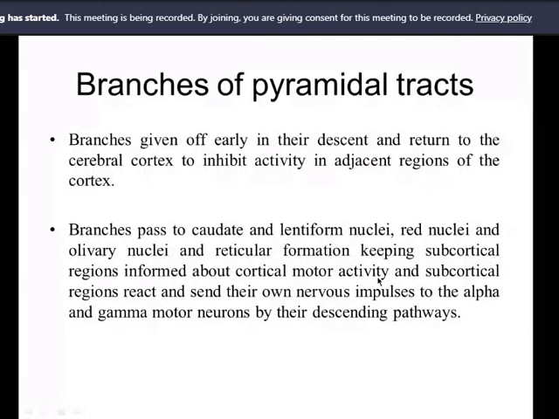From there the extrapyramidal tract appears, as I already told. So they are activated, and the person can stand properly and maintain posture, and only then can we do the skillful movement. Am I clear? What I have already told is written there. And their own nervous impulses go to the alpha and gamma motor neurons by descending pathways. So these nuclei we are talking about here, from there the extrapyramidal tract originates. Am I clear?